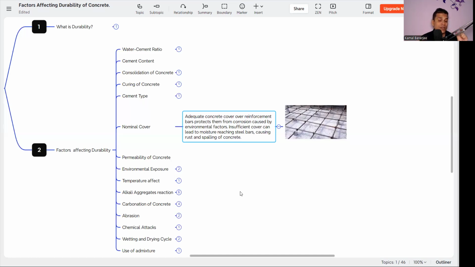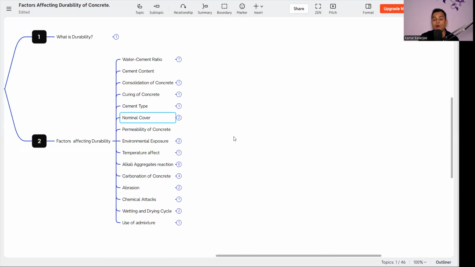And if it is mentioned in the drawing to make it 50, then you have to maintain 50. There is no other option that you can make it 45 or 40. You have to make it 50 to make the concrete durable over time. Then permeability of concrete: we need dense concrete so that permeability is nominal.